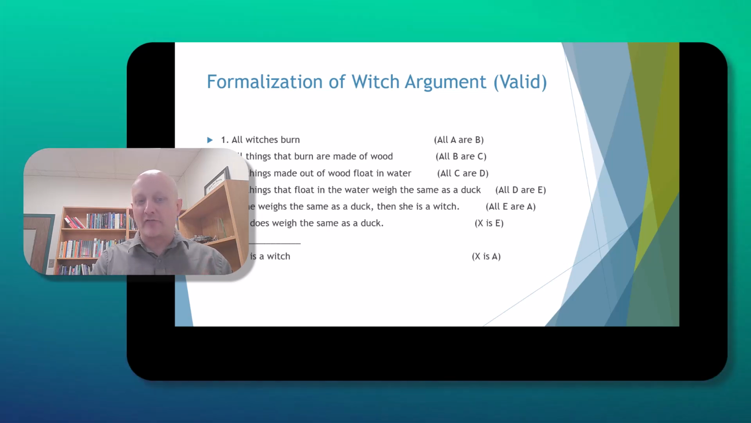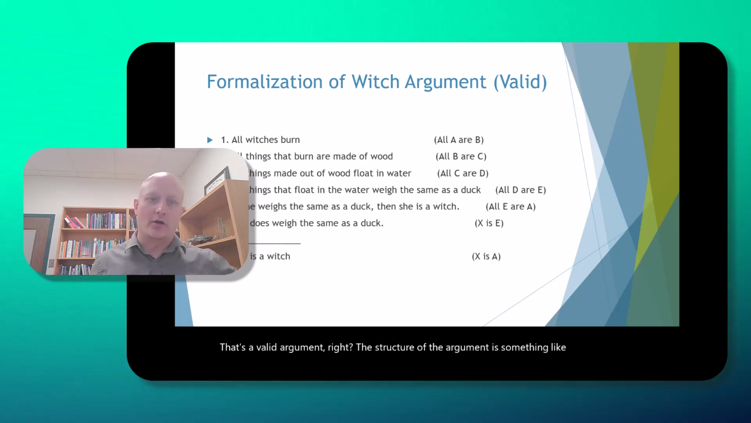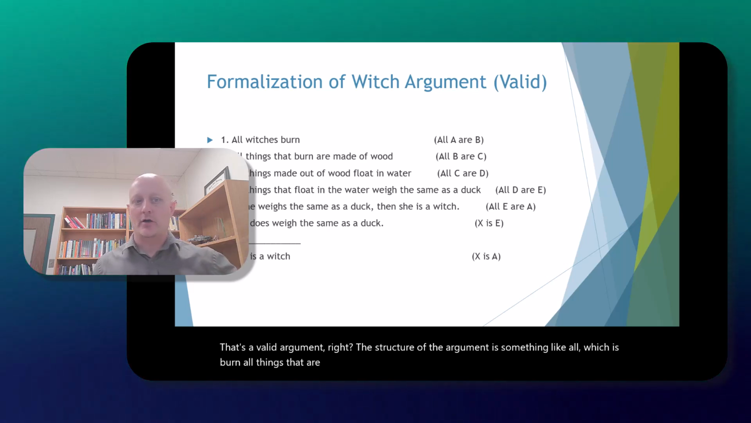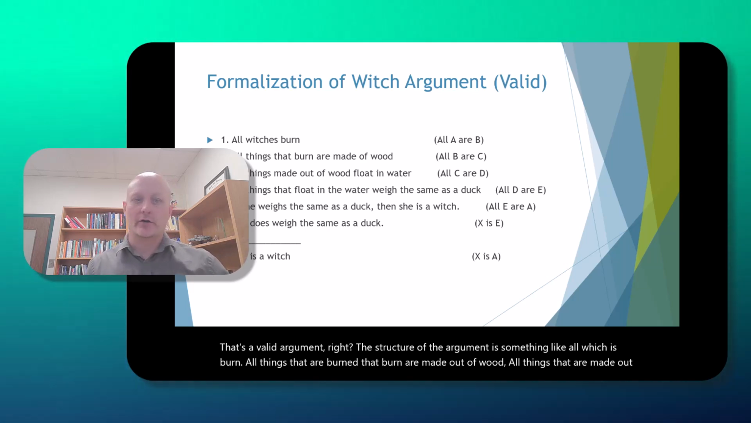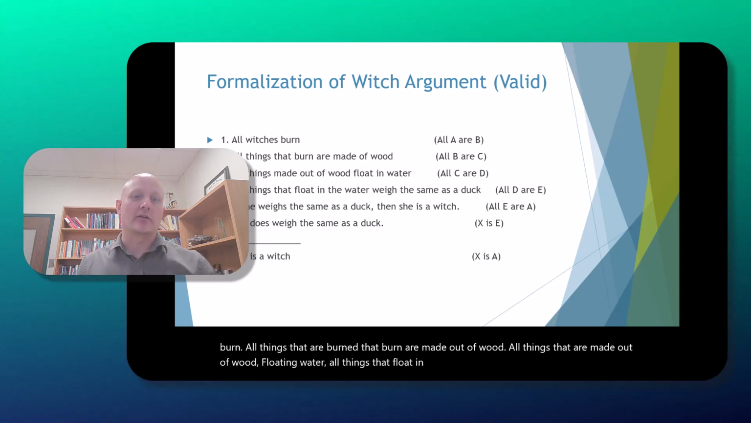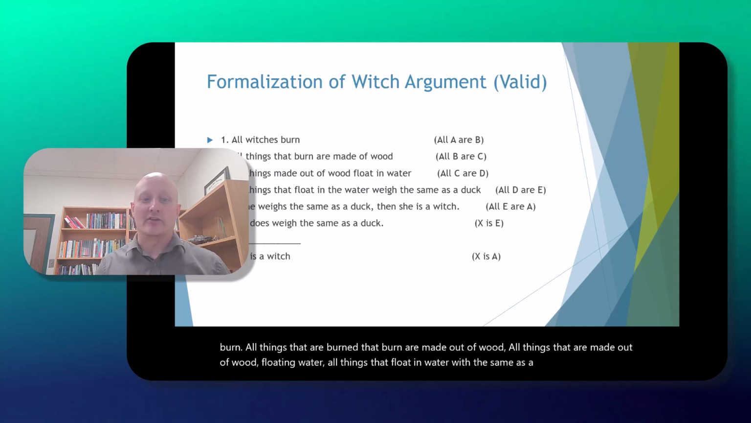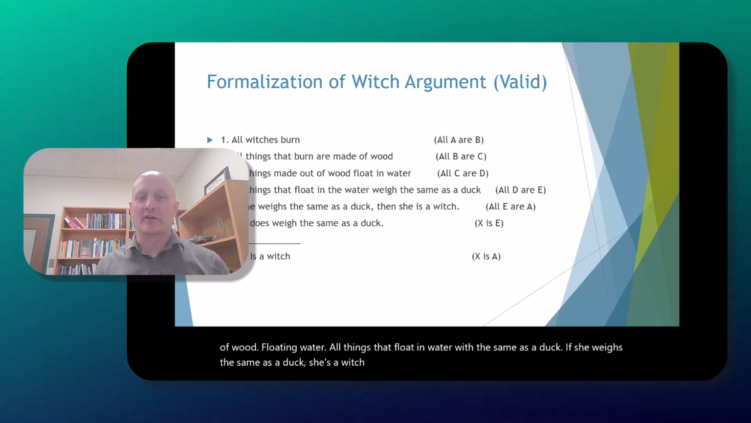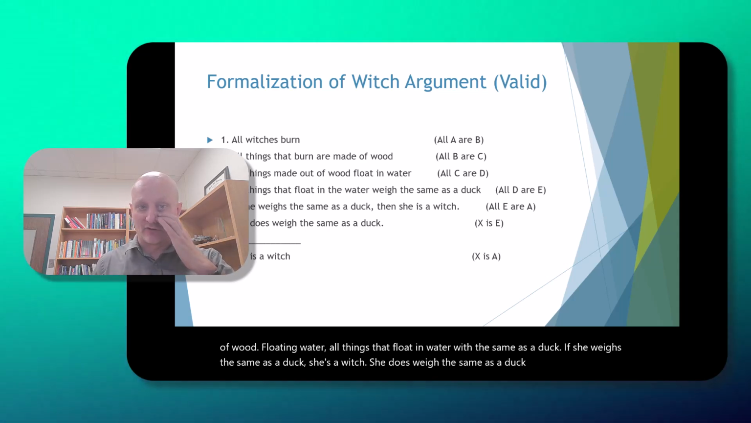So that's a valid argument. The structure of the argument is something like: all witches burn, all things that burn are made out of wood, all things that are made out of wood float in water, all things that float in water weigh the same as a duck. If she weighs the same as a duck, she's a witch. She does weigh the same as a duck, therefore, she's a witch.